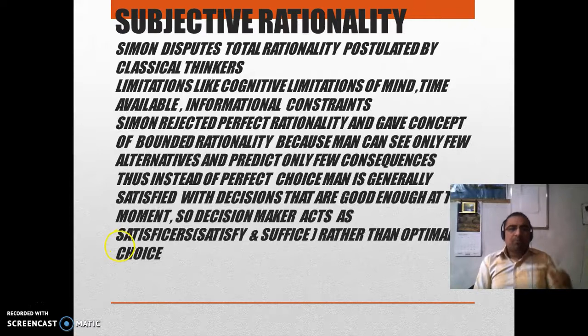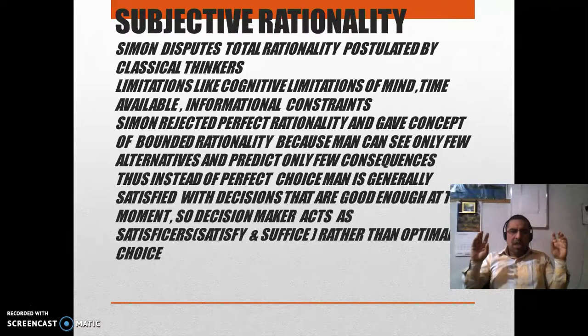Subject to rationality, Simon outrightly rejected total rationality as it was postulated by classical thinkers. He said that total rationality is something impossible. It is not possible. There are certain limitations, like cognitive limitations of the mind. As I was just telling you, you cannot look into the future. You will choose this alternative, but what will happen tomorrow, you don't know, because your mind has cognitive limitations.